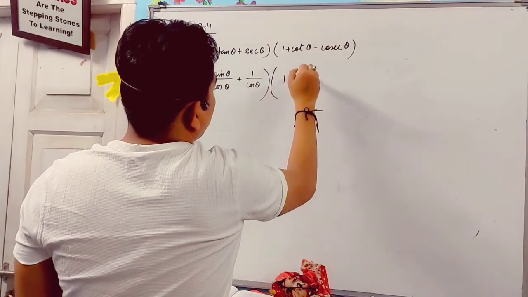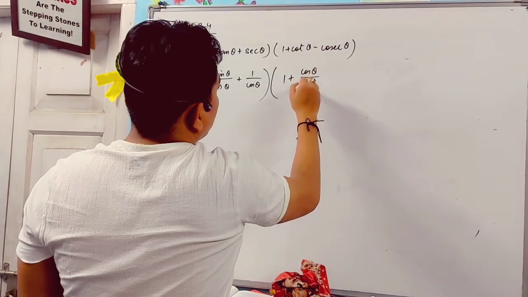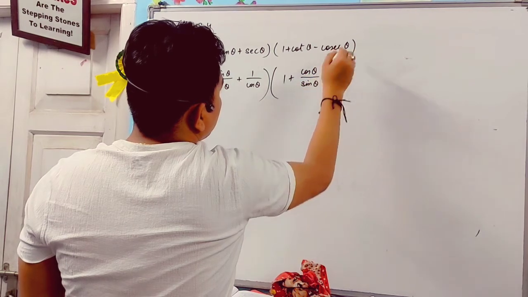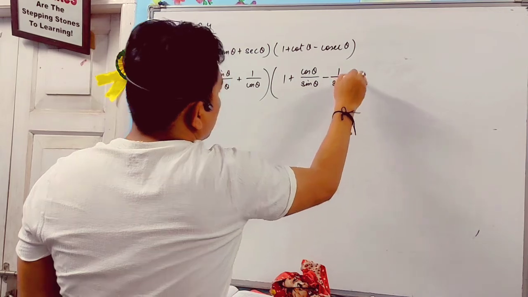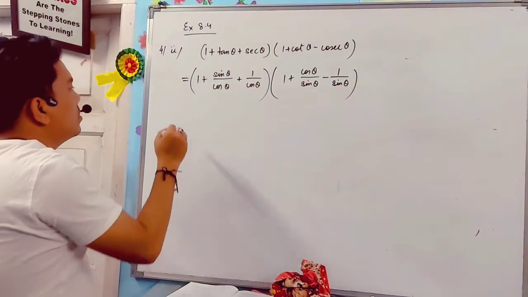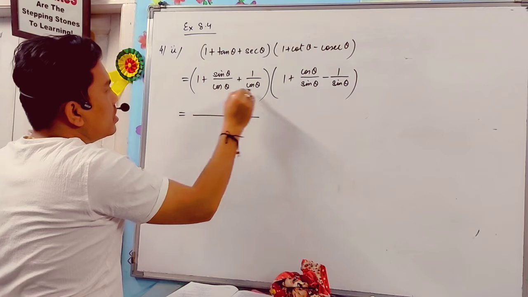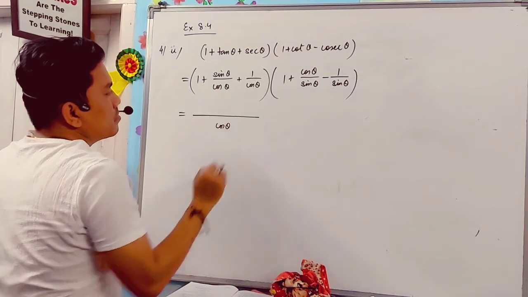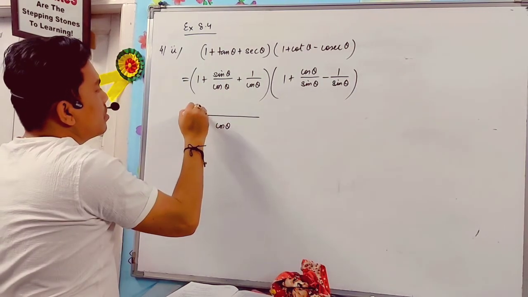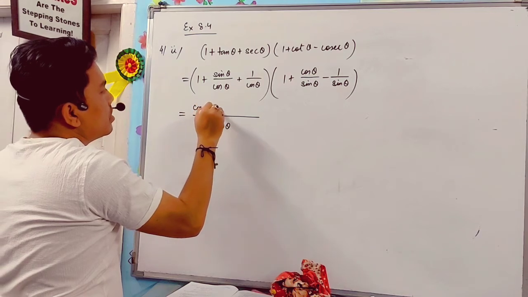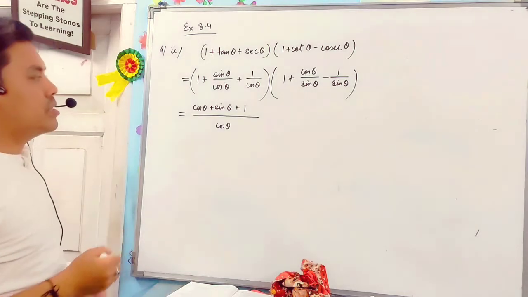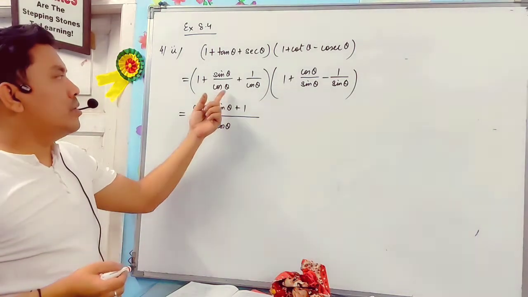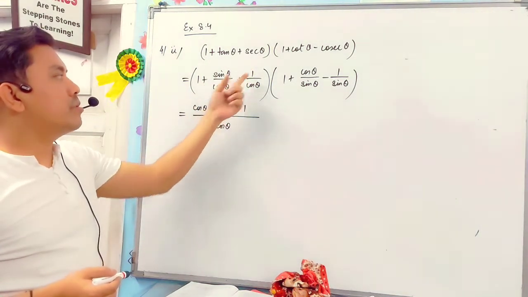In place of cot theta we can write cos theta by sin theta. In place of cosec theta we can write 1 by sin theta. Okay. Alright. So what will be the LCM here? LCM will be cos theta. And here what will be there? Cos theta plus sin theta plus 1. See the LCM is cos theta, no? Since the denominators are cos theta, the numerators will be there.